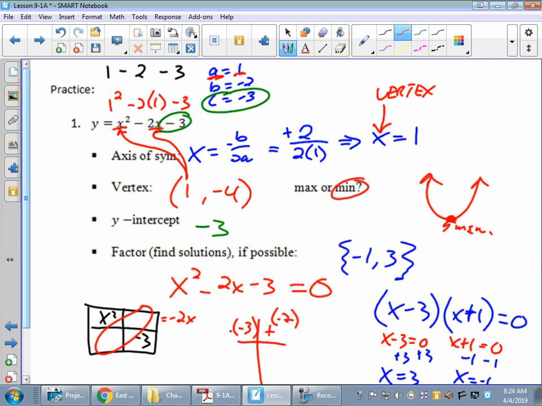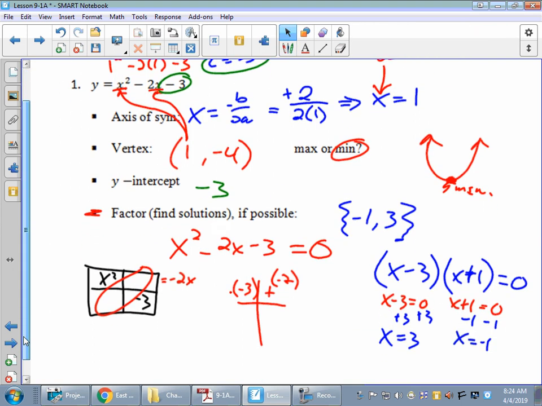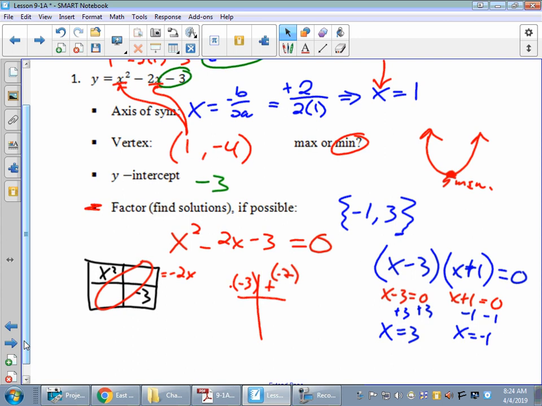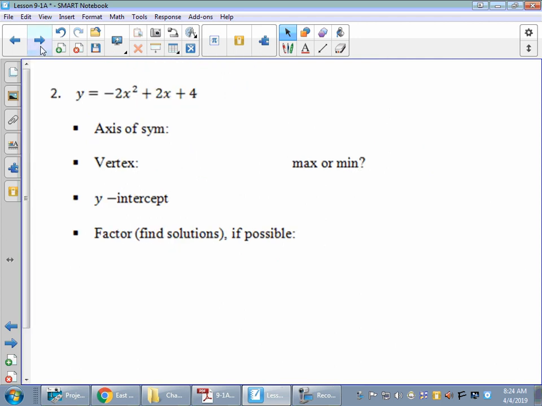And then we had to factor down here to find solutions if it was possible. And it was possible. You could factor any which way you want: guess and check, product sum table, your square method. Once you get your solutions, you'll be able to use those as extra points on the graph when we graph it. All right, let's try another one then. Number 2.